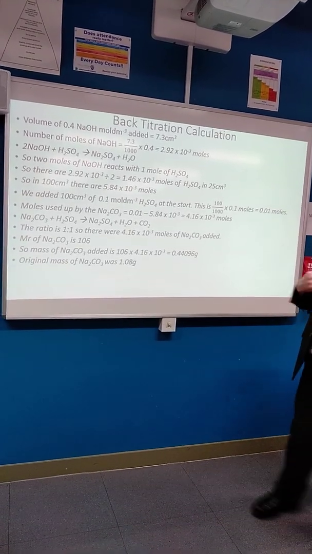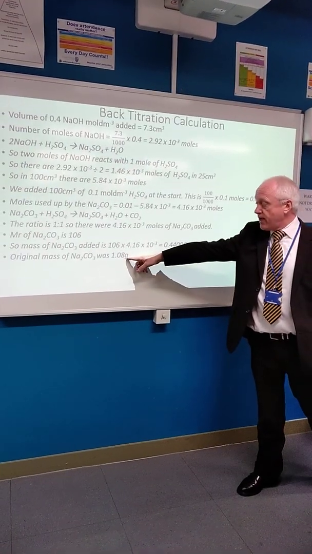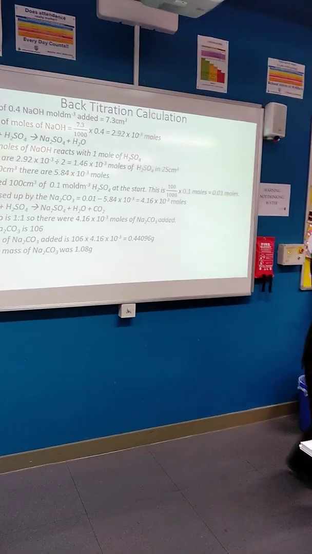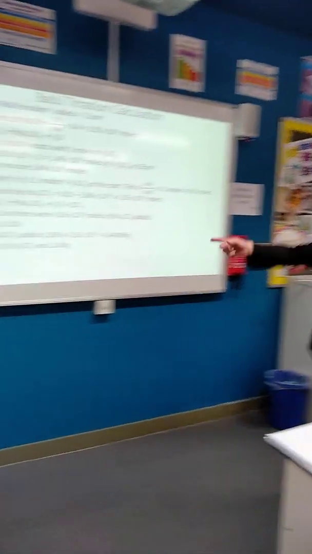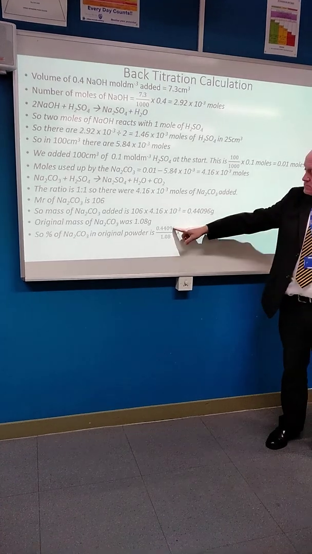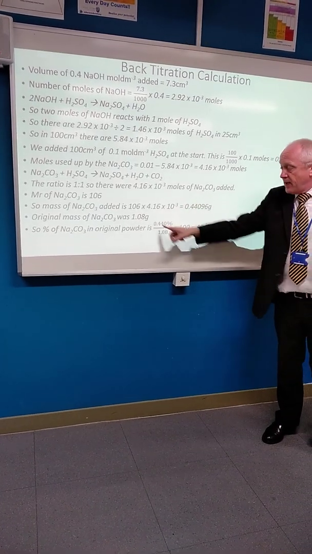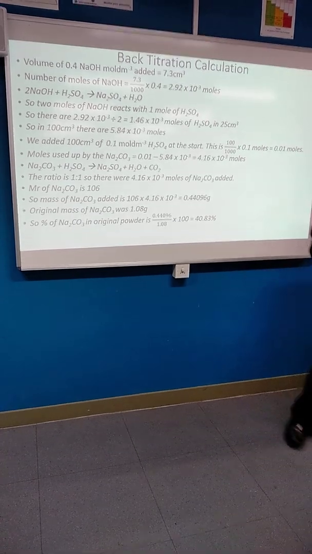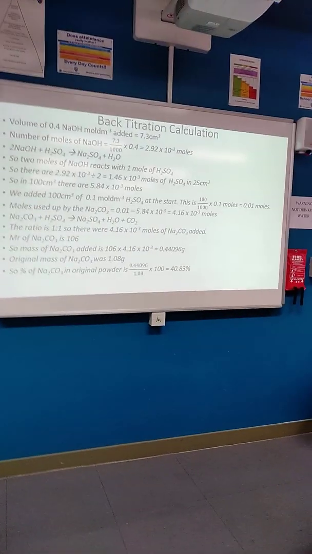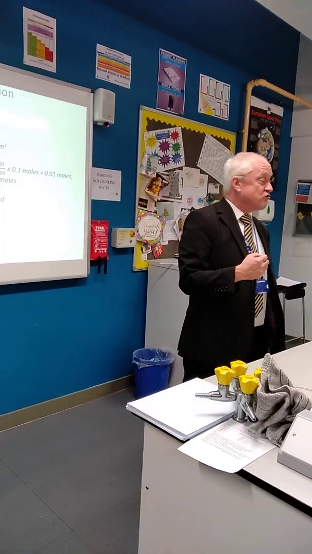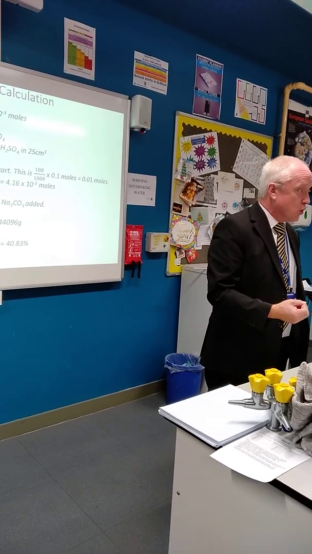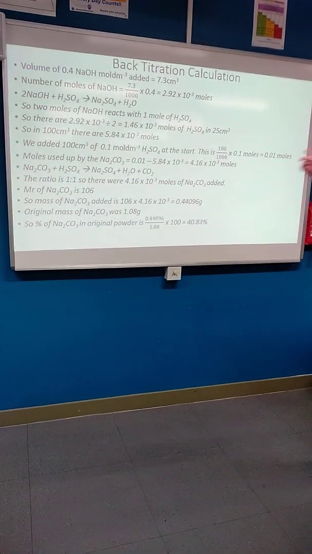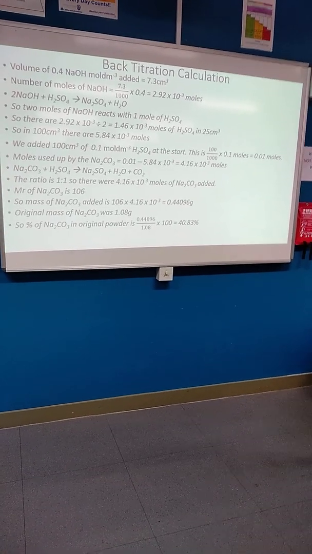Hang on a minute, but I added 1.08 grams. You saw that at the start. I added 1.08 grams. So, what percent of my original sodium carbonate was actually sodium carbonate? Well, it's the amount that I got, divided by my original amount, times by 100. So, if you want to talk about purity, you could say that this sodium carbonate is 40.83% pure. Right? Now, I'll move on to the water of crystallisation experiment, since we're still carrying on filming.